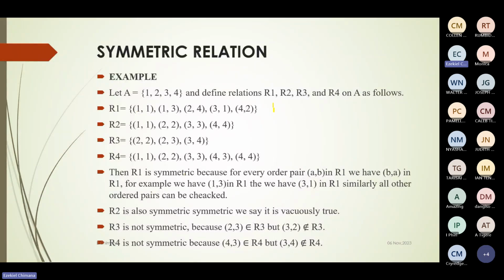I've got 1, and I've got 2, 3, and 4. Here I've got (1,1), which is a self loop. I've got (1,3), from 1 to 3. Then we've got (2,4), from 2 to 4. And I've got (3,1), from 3 to 1. Then I've got (4,2), from 4 to 2.